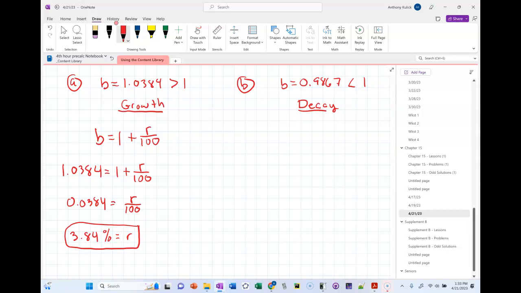How would I do part B? I do it the exact same way. But since this is decay, what kind of number am I expecting to get for my value of R? Negative, yeah, very good. So again, we'll start by subtracting 1 from both sides, just like we did before, and then multiply through by 100.